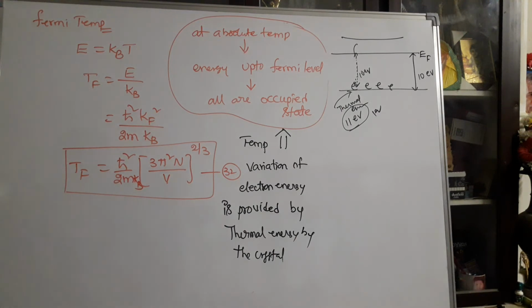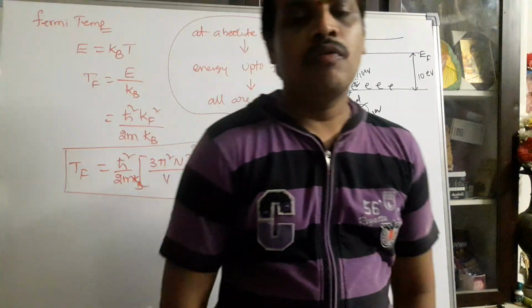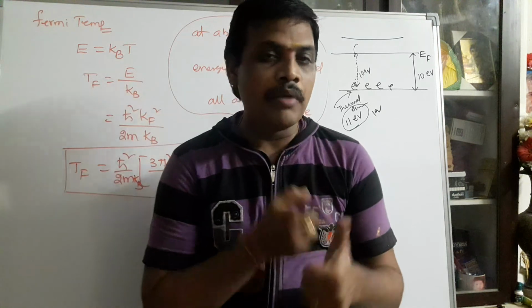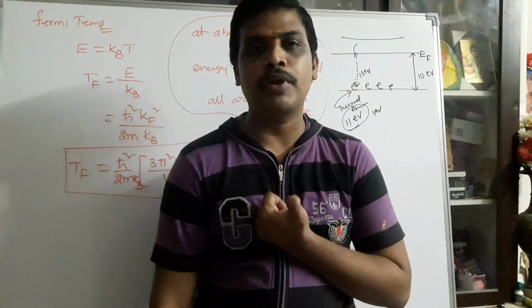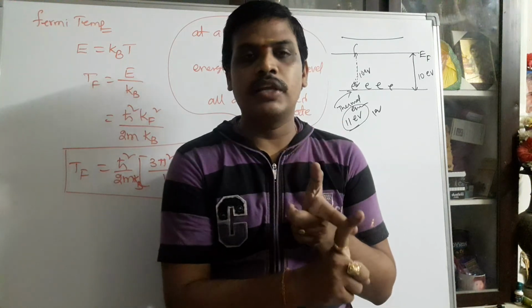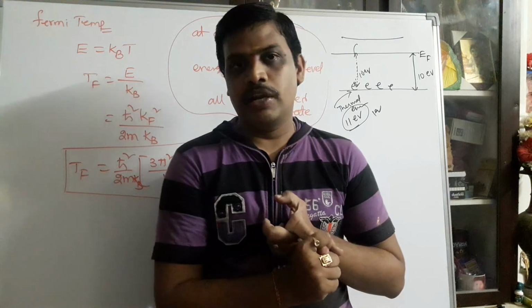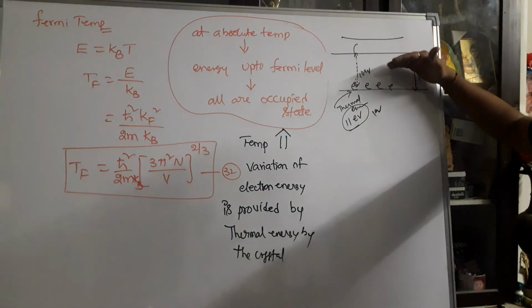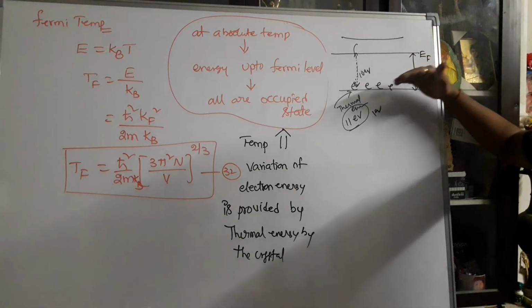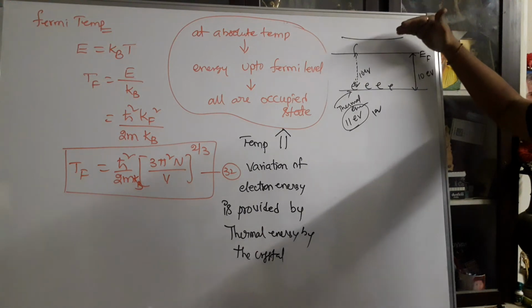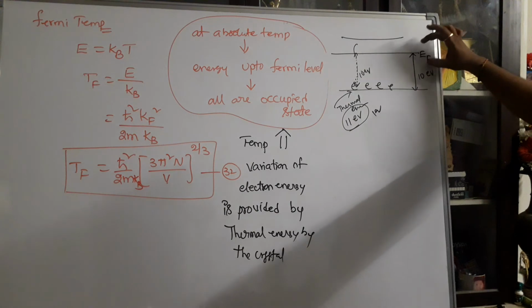So up to here the second topic is completed. What is the second topic? The Fermi energy level. What is the Fermi energy level? The Fermi energy level must be explained at absolute temperature only. At absolute temperature, the topmost completely filled energy level is called the Fermi energy level. Below the Fermi energy level, every energy level is completely occupied by electrons. Above the Fermi energy level, those are unoccupied states.